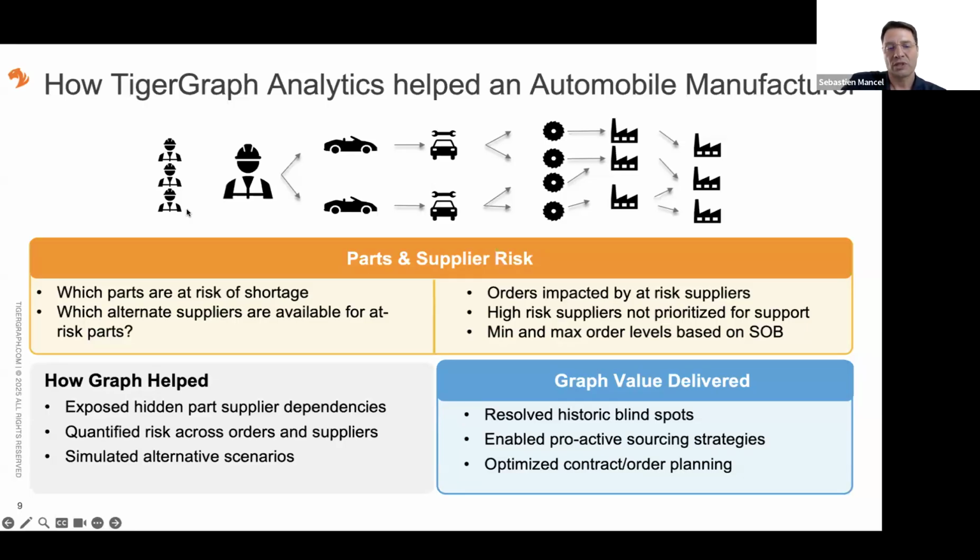And the value delivered was significant. They resolved blind spots that had historically led to unexpected production delays. They were able to move to proactive sourcing strategies, anticipating disruptions before they occurred. And they optimized contract and order planning, ensuring that procurement decisions align with the actual risk exposure. So this is a perfect example of how graph-powered digital twins go beyond just mapping. They enable simulation, risk quantification, and informed decision-making across complex supply chains.